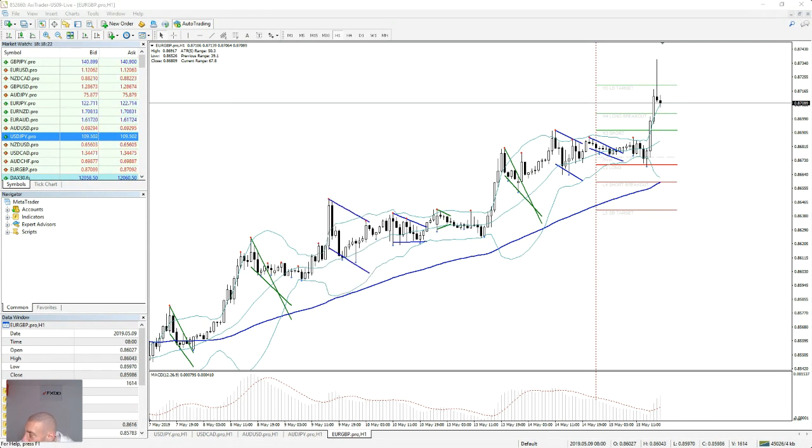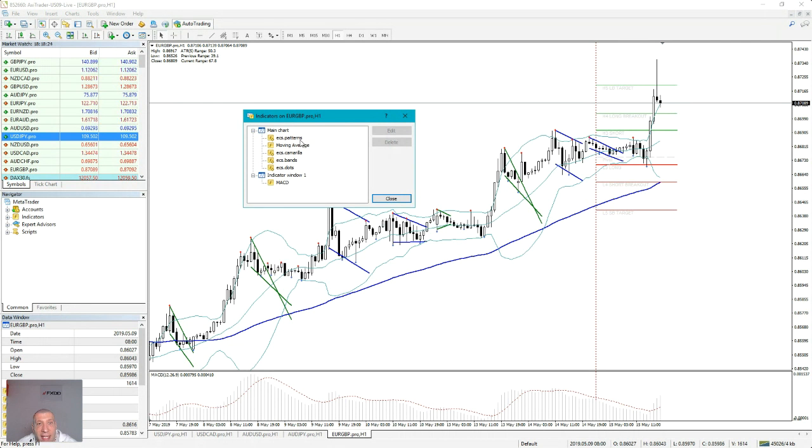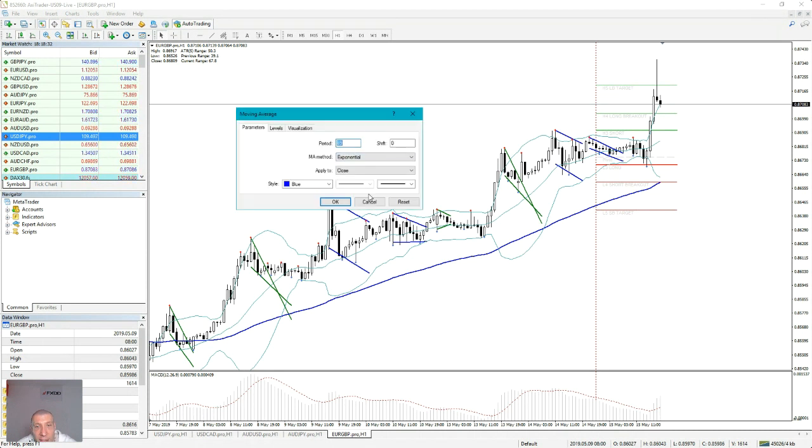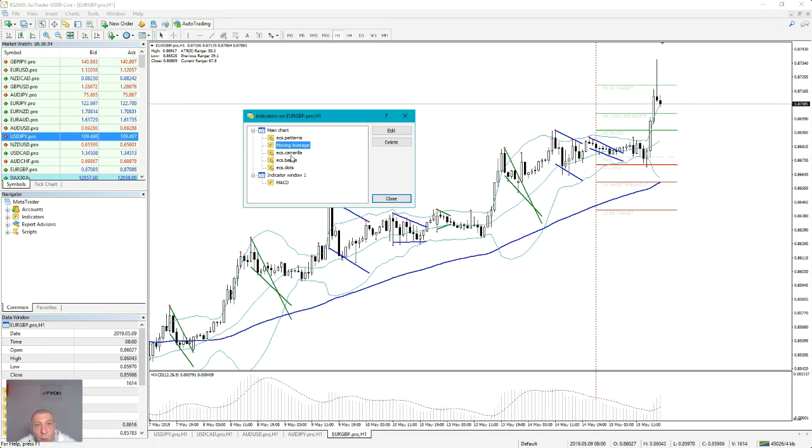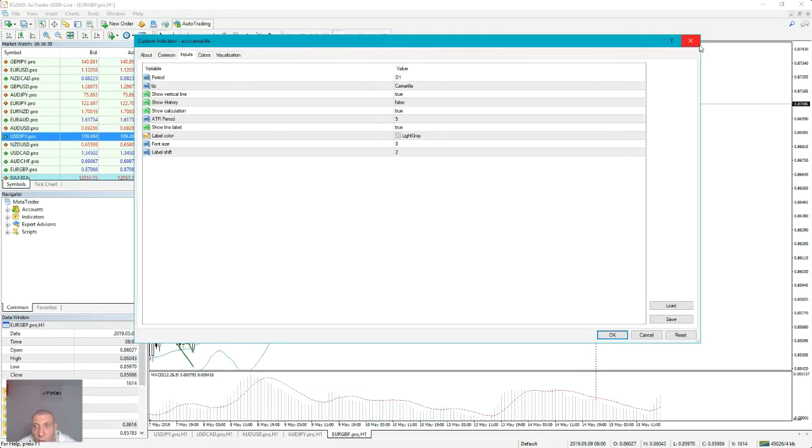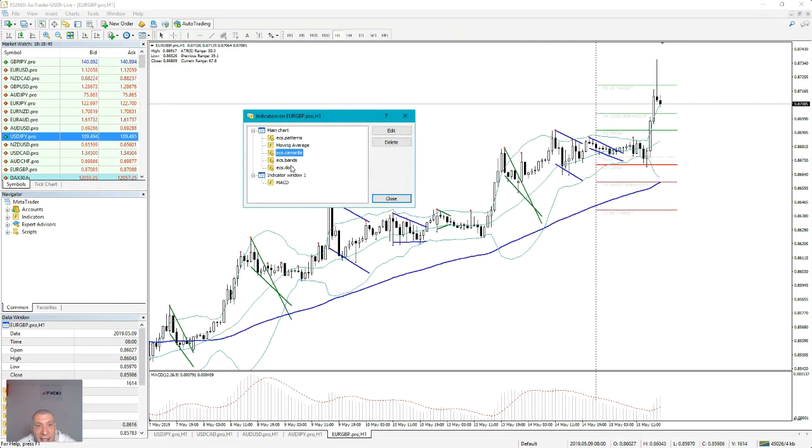Let me move the window. So we have the ECS patterns indicator, the indicator that automatically charts patterns. We have a moving average, an exponential 89. We have basic Camarilla, and I will explain it too. We have ECS bands, the ECS dots indicator, and MACD.